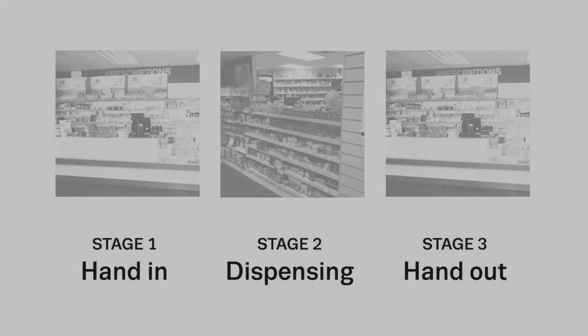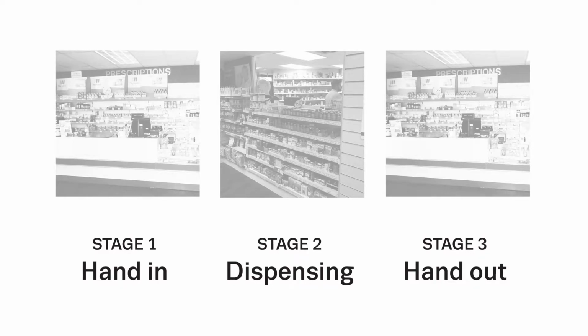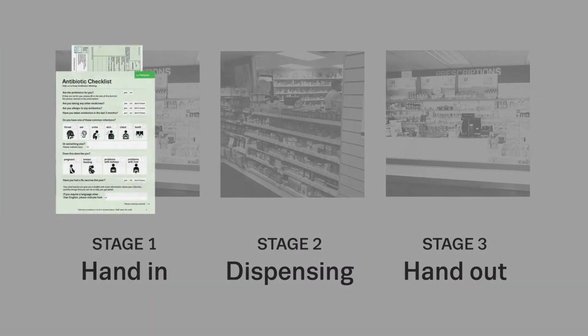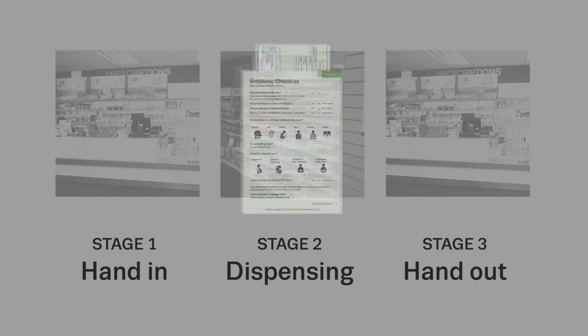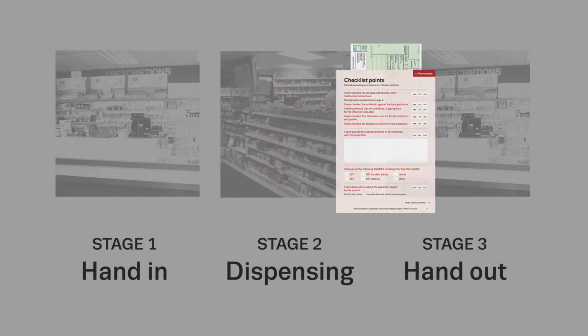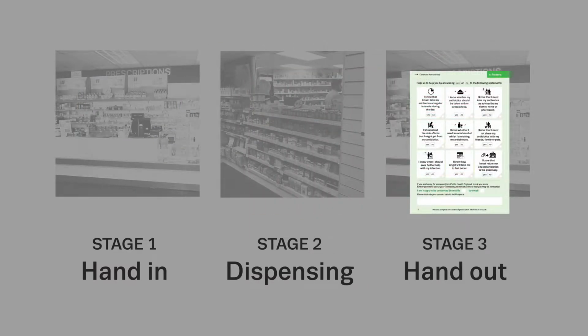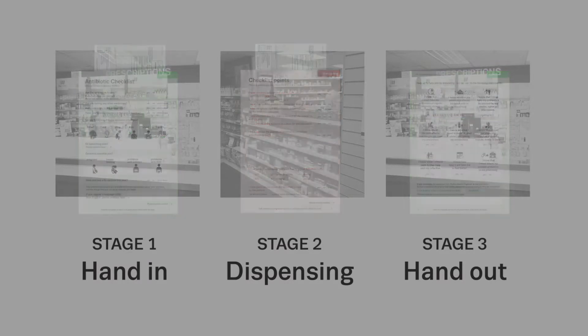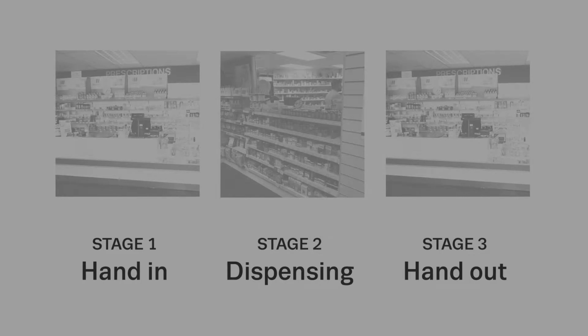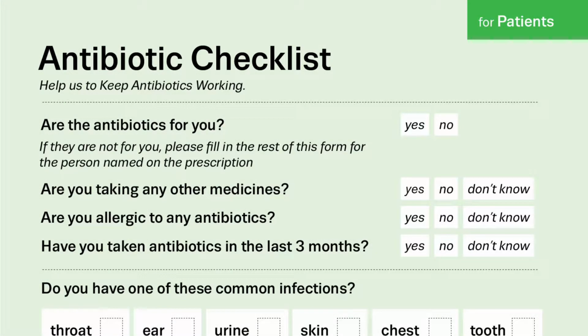There are 3 stages in the journey of an antibiotic prescription in the pharmacy: the hand-in stage, the dispensing stage, and the hand-out stage. The antibiotic checklist has been developed to support each stage. During hand-in, you will use the green part of the checklist. This is to collect information to check that the antibiotic is appropriate for the patient and their infection, and to help personalise the information for the patient.